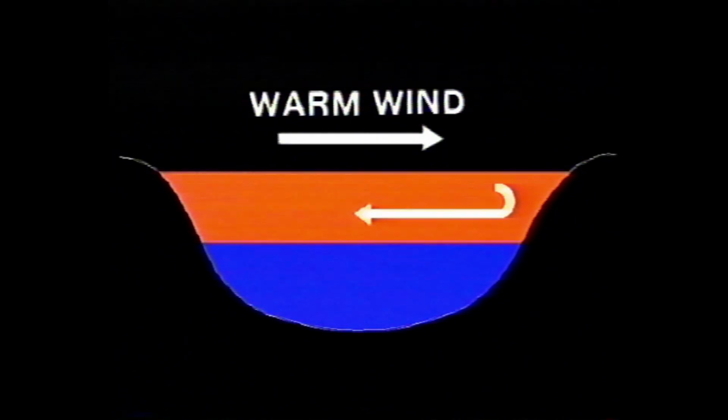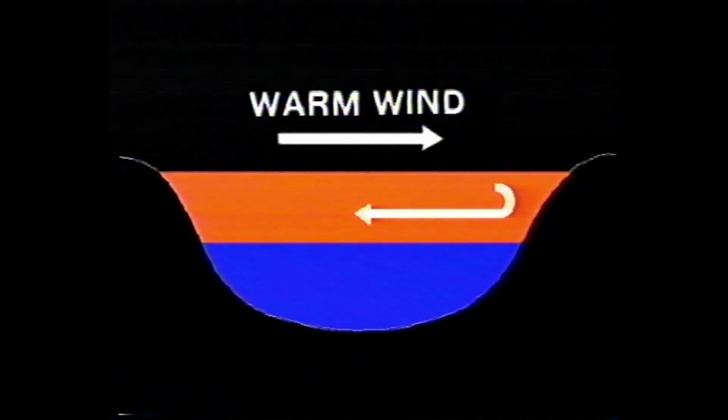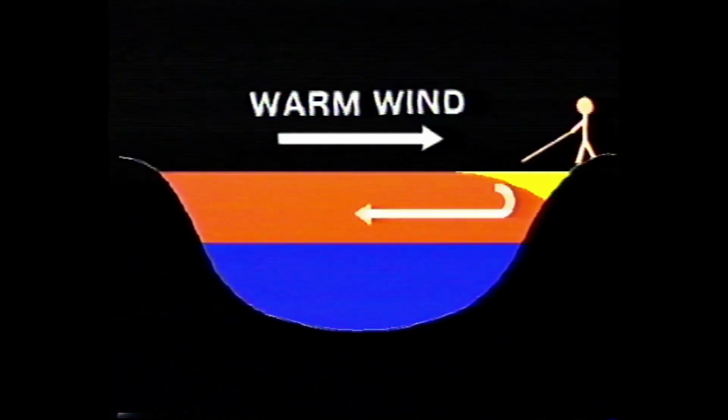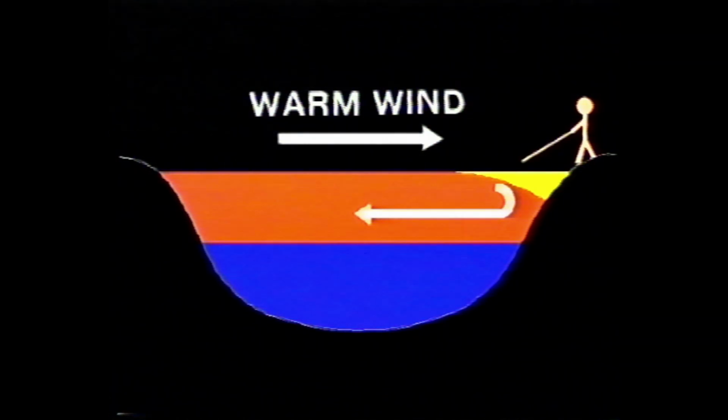The same surface current, but this time the water is being warmed as it goes across the lake. Therefore the warmest water will be on the surface on the downwind shore. So your best chance of catching fish will be if you fish near the surface, standing facing the wind.